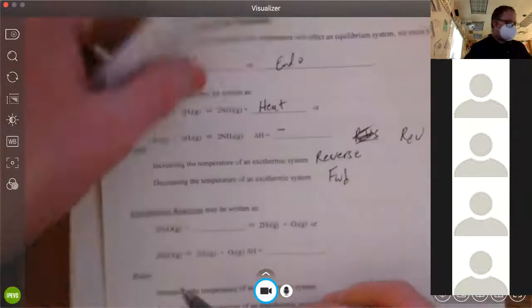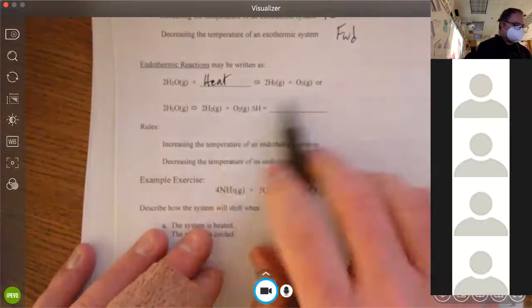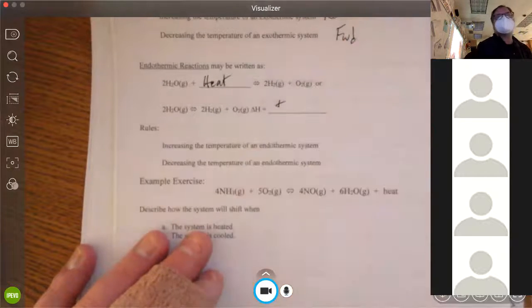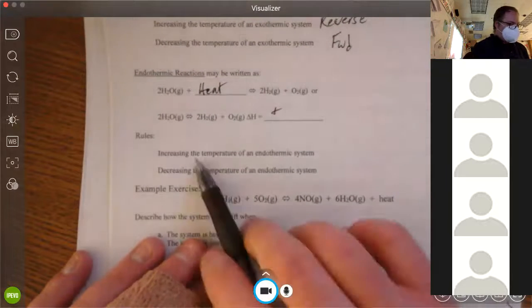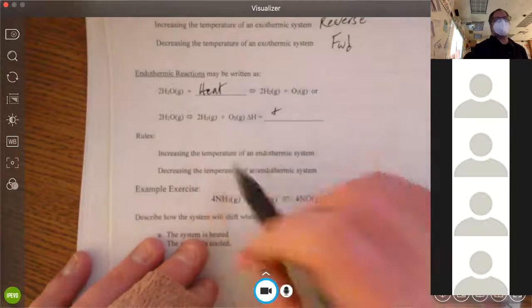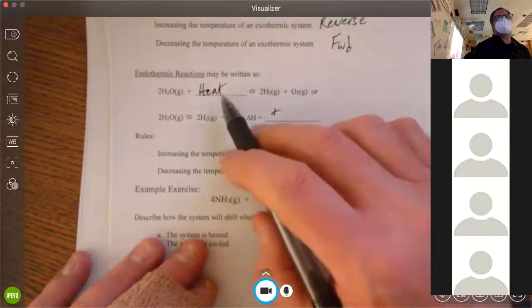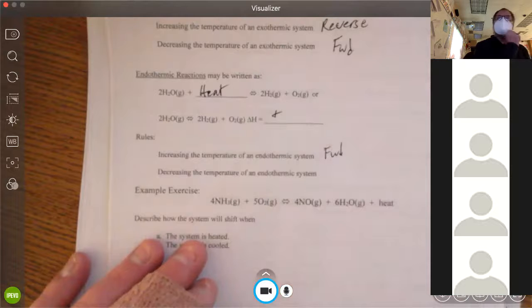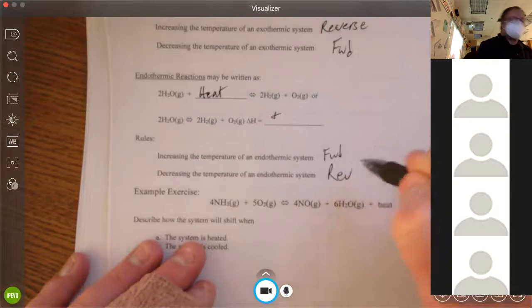Endothermic reactions are like blah plus heat yields this. Or delta H is positive, right? Increasing the temperature is like adding more reactant. Adding more reactant makes which reaction go? Forward. Decreasing the temperature is like pulling out reactant. Pulling out reactant, system says, oh no, we got to get to equilibrium. We need more reactant. So reverse.